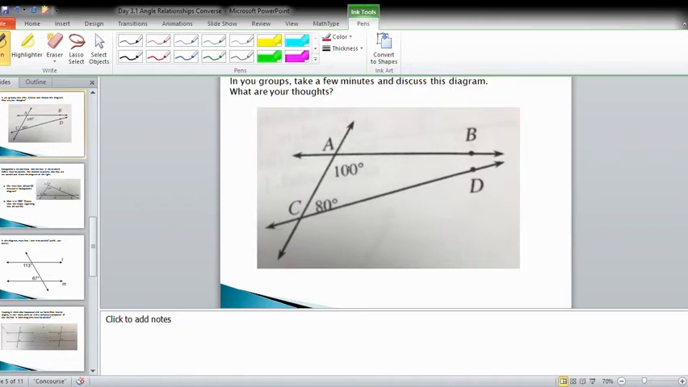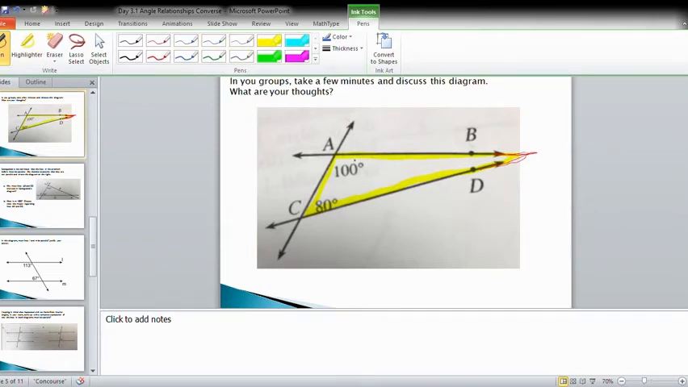100 degrees for this angle and 80 degrees for this angle. And if you look at this picture, it appears that eventually these two lines are going to intersect. Right? They do not appear to be parallel. But think about what this figure would be, right? What is this figure going to be? You got it. It's a triangle, right?